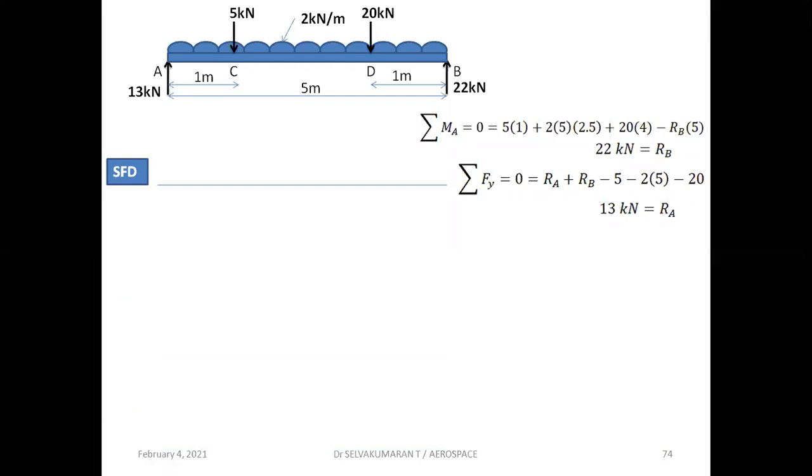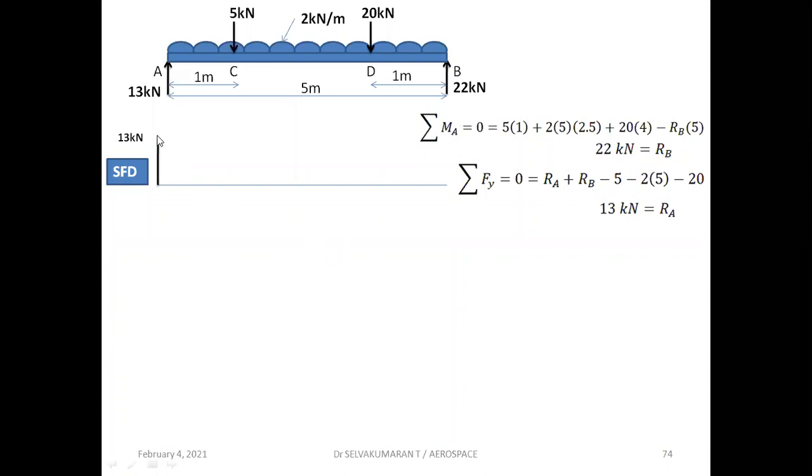Let us plot the shear force diagram. Ra upward 13 kilonewton shown by a vertical line. And you remember between A and C, you have a UDL. The nature of the shear force diagram should be a triangular line, that is an inclined line. That you should keep in mind.